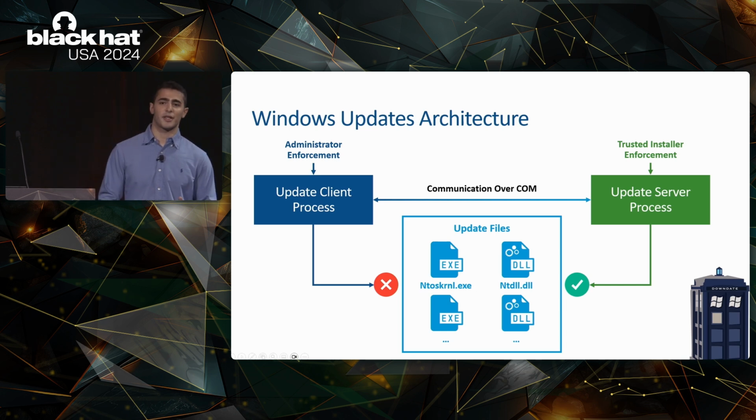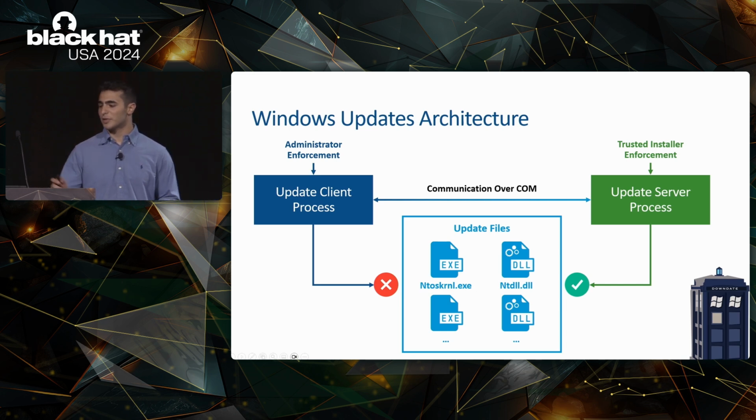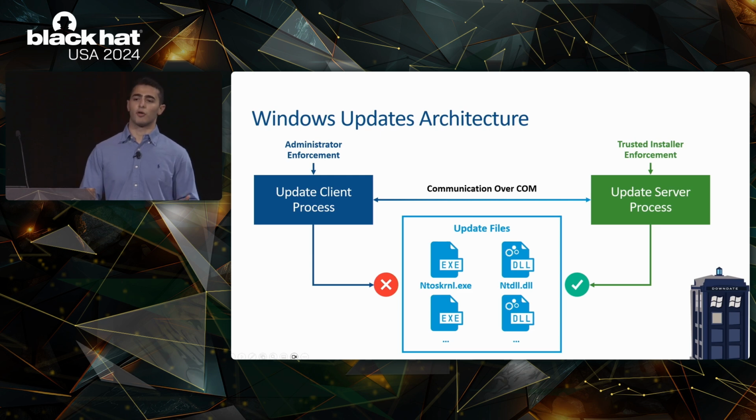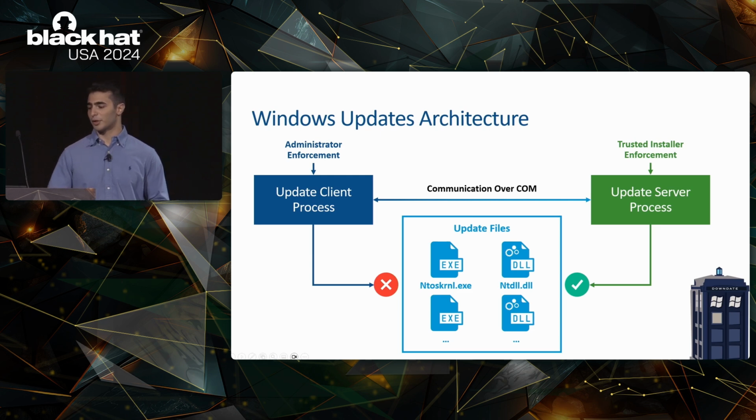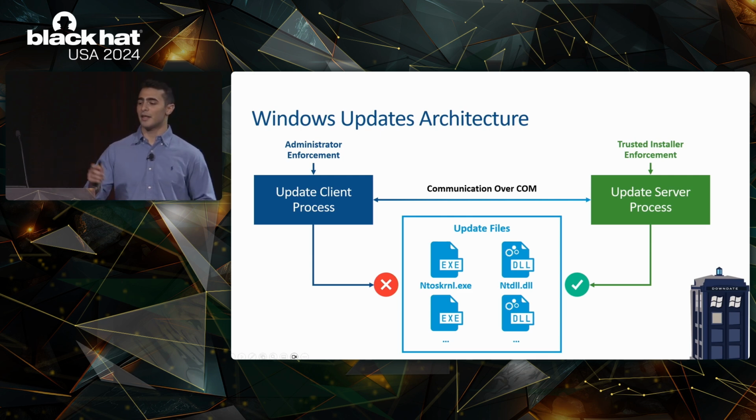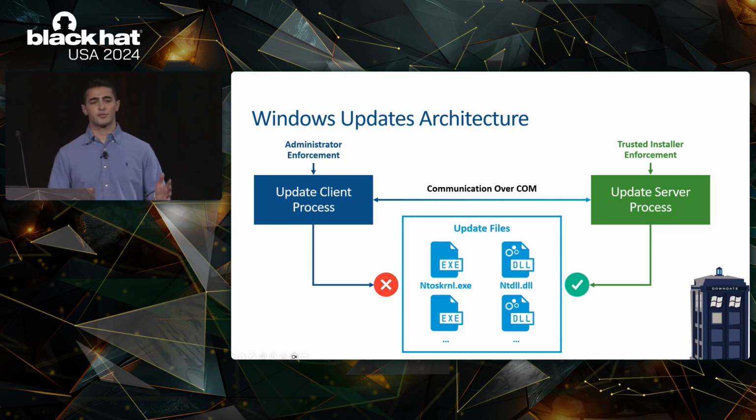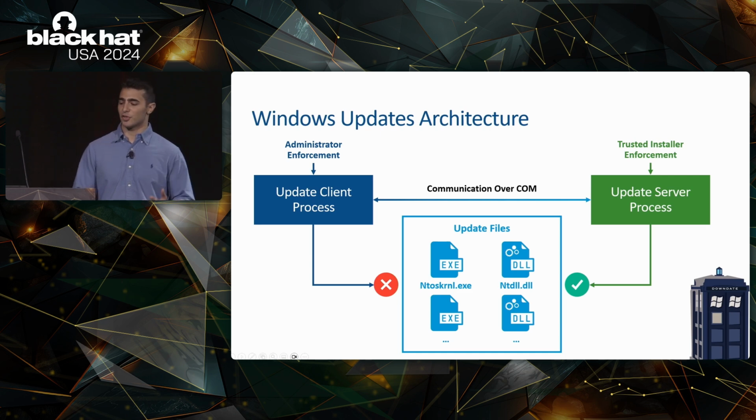The Windows update architecture is as follows. We have an update client and an update server, and they communicate over COM. For those of you who are unfamiliar with COM, this is just an inter-process communication method in Windows, and this is how the client and the server communicate. Administrator is usually enforced on the client side, and TrustedInstaller is always enforced on the server side.